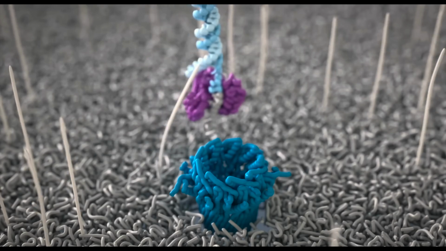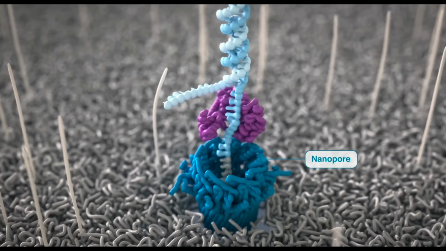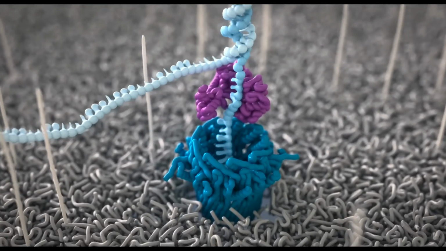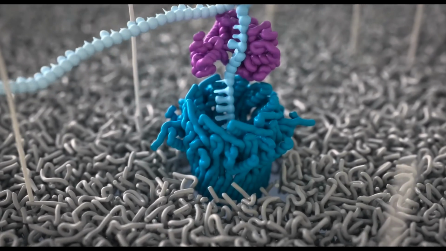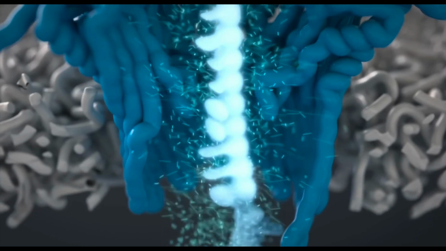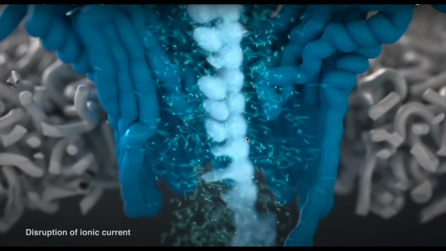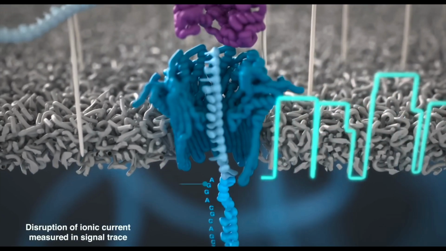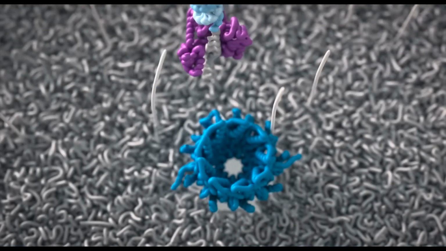The process begins with the preparation of DNA or RNA molecules, which are first fragmented and then modified with adapter molecules. This adapter includes a motor protein that plays an important role in controlling the movement of the DNA strand through the nanopore. Once loaded into the device, an electric potential is applied across the membrane, driving the negatively charged DNA through the nanopore, one nucleotide at a time.